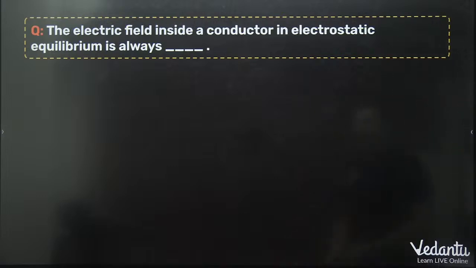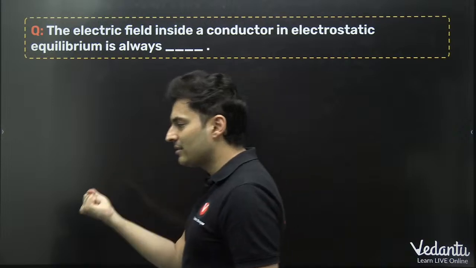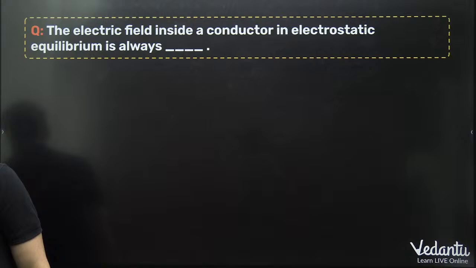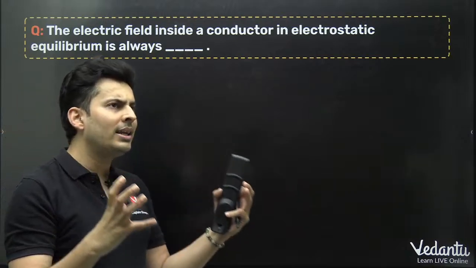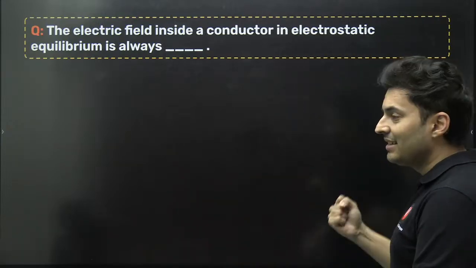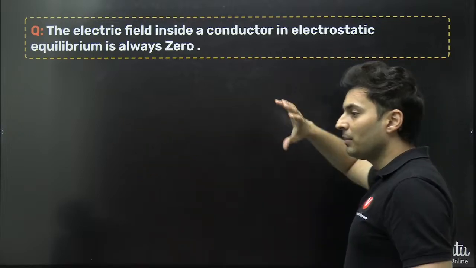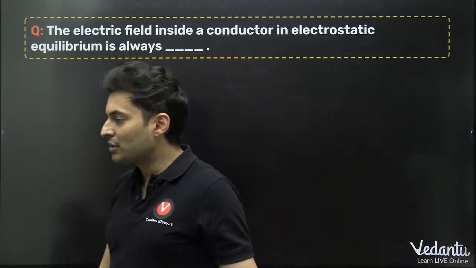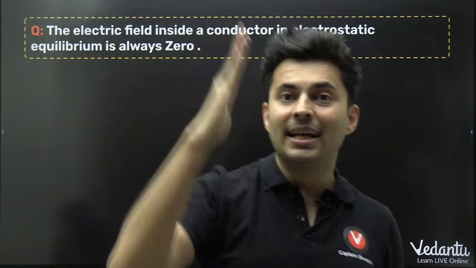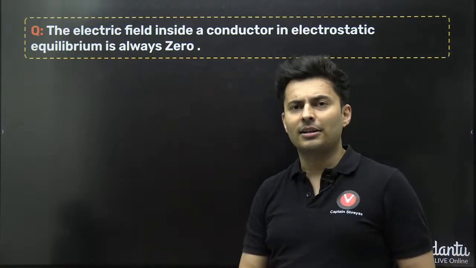Don't worry. Electric field inside a conductor in electrostatic equilibrium is always what? When it is an electrostatic scenario, that means electrical equilibrium is there. Then what kind of field is there? The field inside the conductor is 0. It should be a big fat 0, right? There is no field inside. Outside there is field, and outside the field lines are perpendicular. If you remember, that is one of the properties of a conductor.